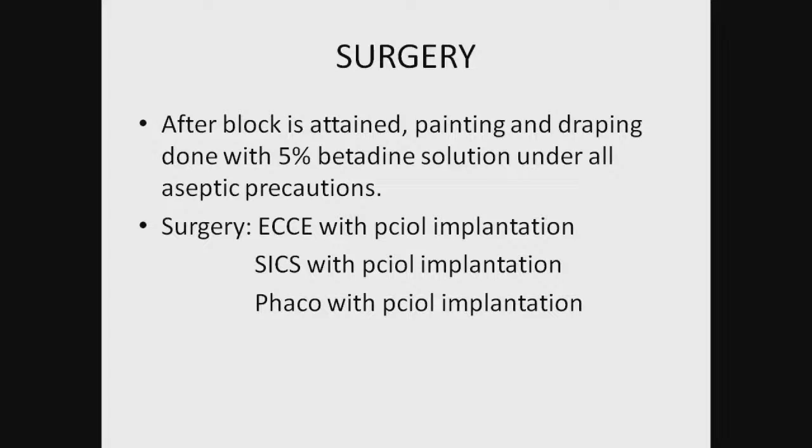Then in ECC and SICS, we remove the nucleus, while in phaco we break the nucleus inside the eye only, because the incision is so small, less than 3 mm, and a nucleus of 5 mm cannot come through this incision. That's why we have to break the nucleus inside the anterior chamber, in the eye only, and then the pieces are aspirated by this phaco probe. Cutting and aspiration, both functions, are done by this phaco probe.